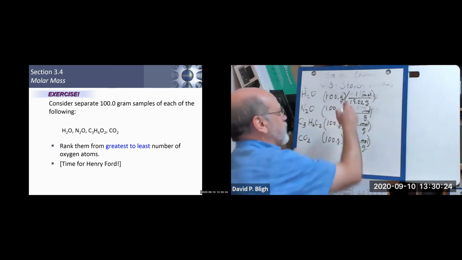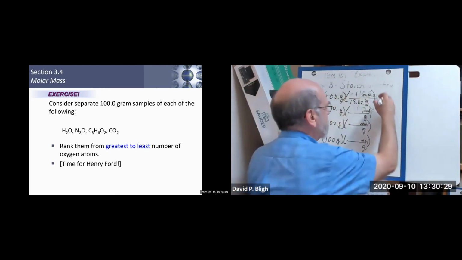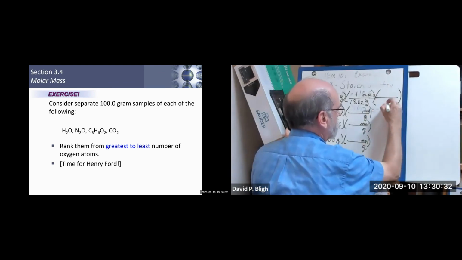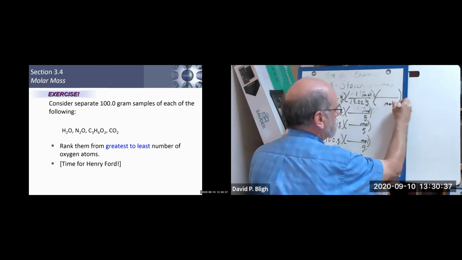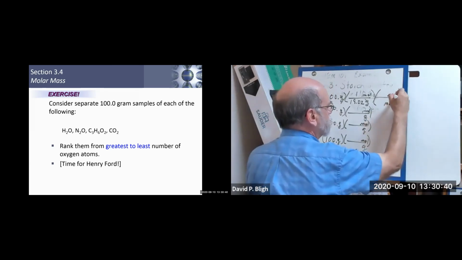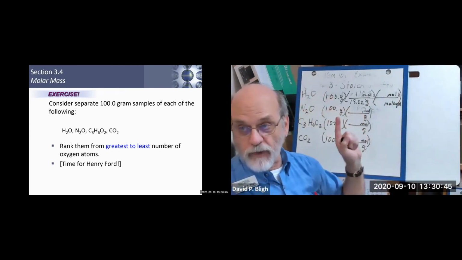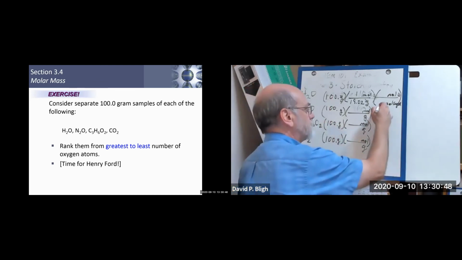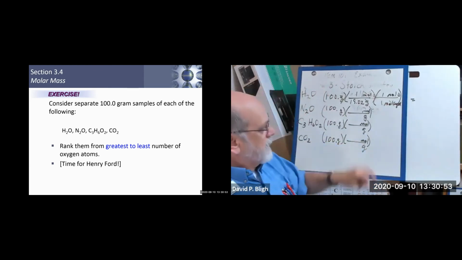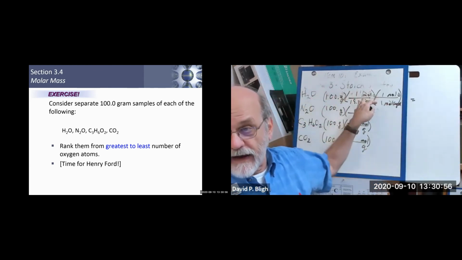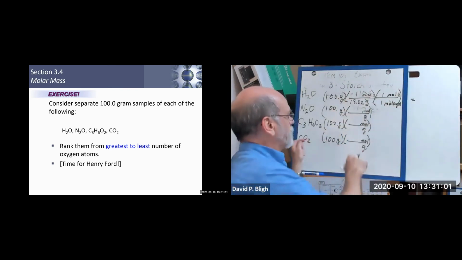So let's say we've determined that one. That's moles of the compound. So for every mole of compound, how many moles of oxygen do you have? In water, it's 1 to 1. For every mole of water, you have 1 mole of oxygen. All right, so that cancels, that cancels. And now all we have to do is crunch the numbers and we find out how many moles of oxygen there are. So we do the same thing for each one.